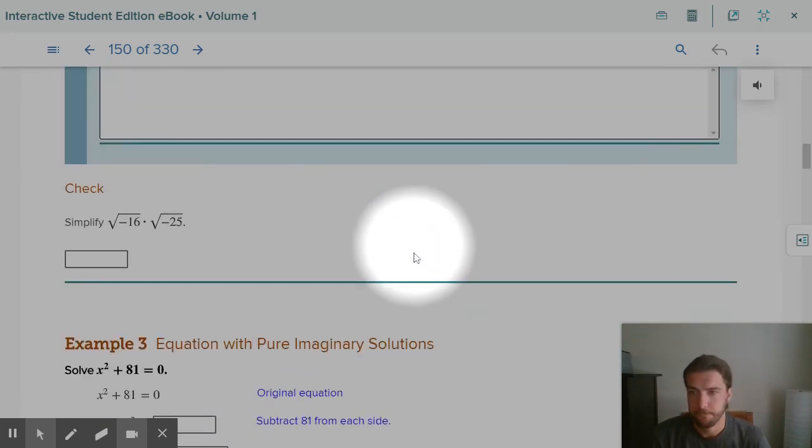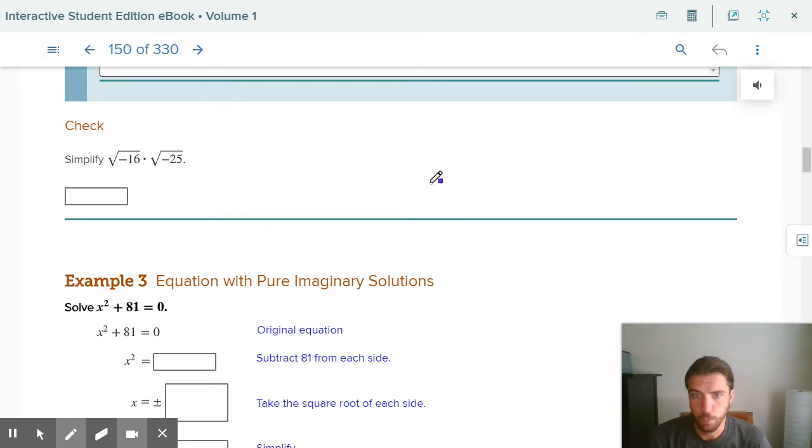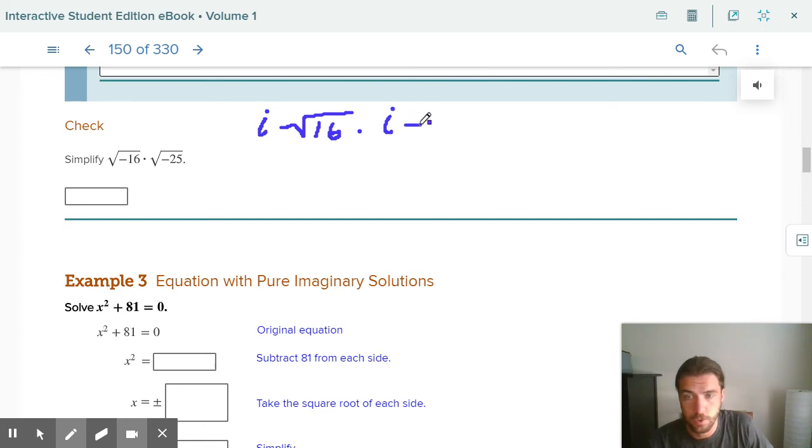Okay. So we're going to go through and we're going to try one more here. So we want to simplify square root of -16 times square root of -25. Well, like I said before, that first step is to pull those i's out. So we'd have i times the square root of 16 times i times the square root of 25.